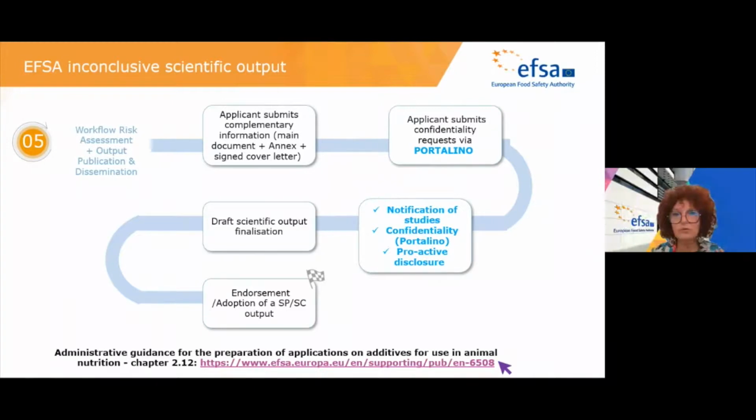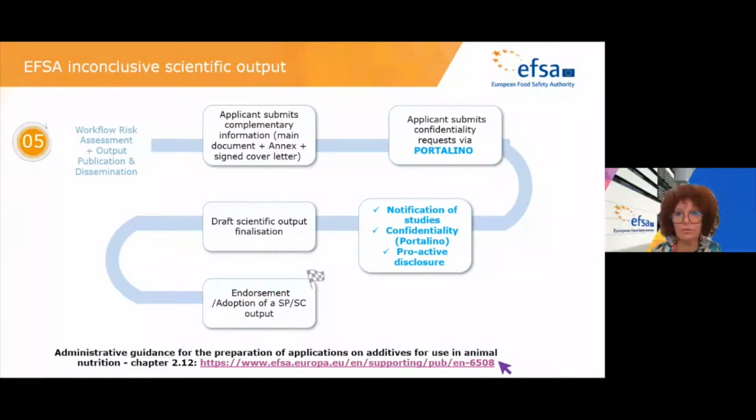So the novelty that we have here is the use of the Portalino. If in the submission of the complementary information you do have confidential information, you will be asked to use the Portalino to submit your confidential information. Again, on the EFSA website, we have a live video that explains how to submit information in Portalino, and which type of information to submit. So in this case, as a follow-up of an inconclusive opinion, the applicant is able to submit the complementary information. If confidential, the confidential information is submitted via the Portalino.